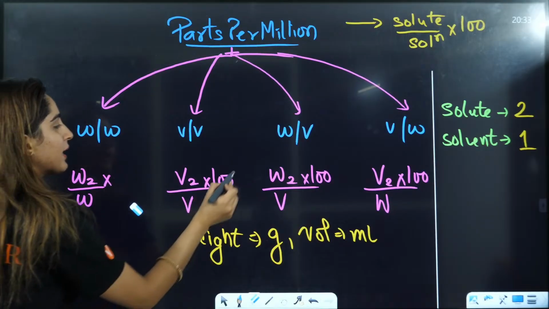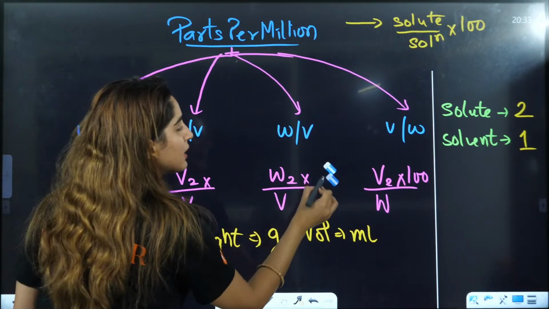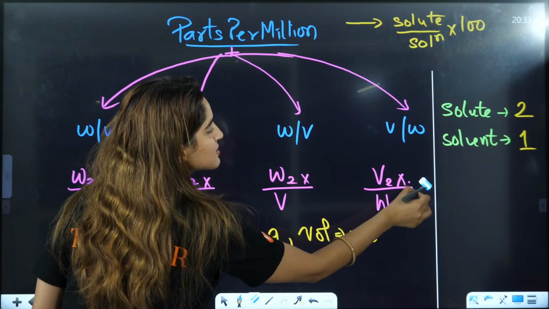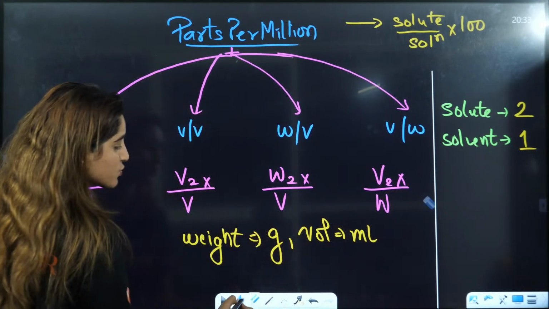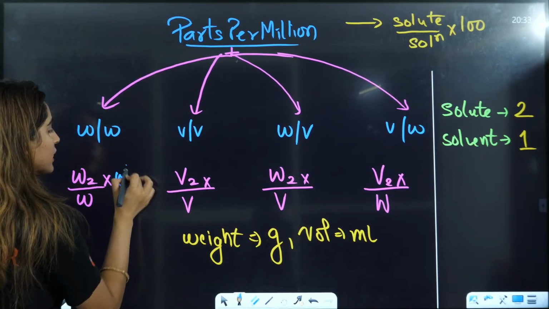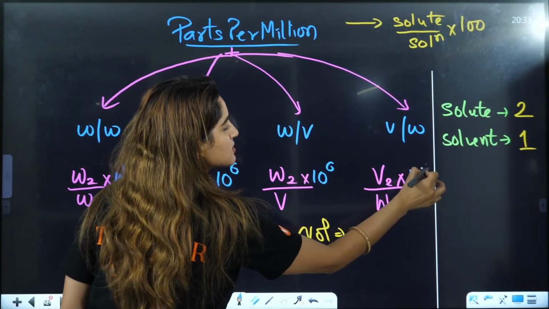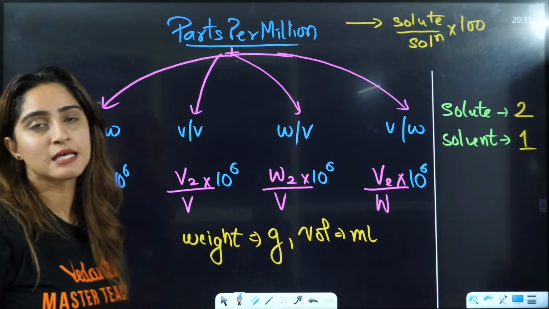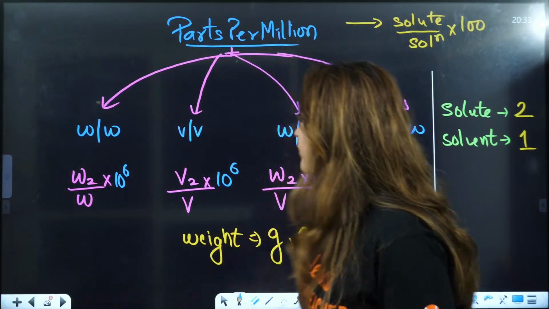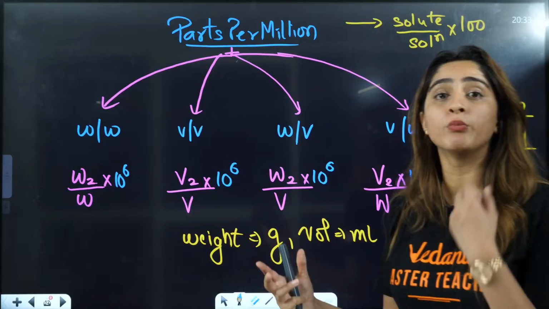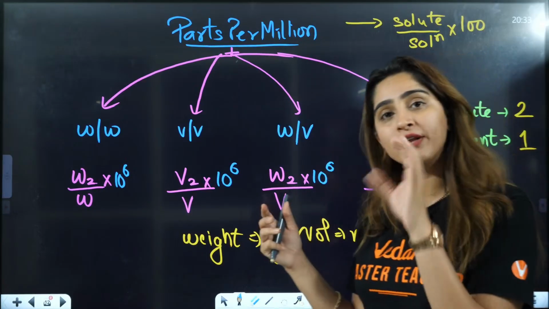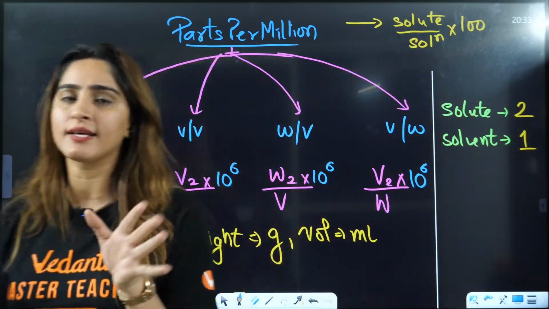Instead of multiplying by 100, we will multiply this by 10 raised to power 6. That's the only difference we have. Everything else is the same: weight by weight, weight by volume, volume by volume, and volume by weight. Everything is there, right?